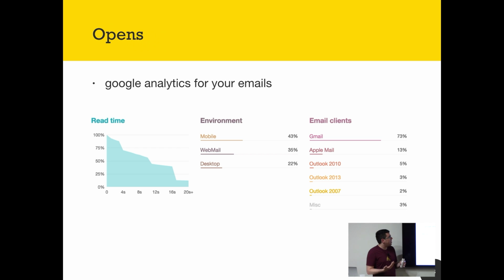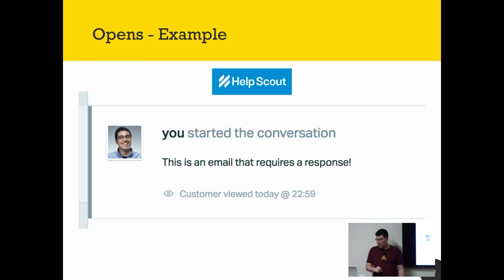The other type of information you get is what email clients people are using and where they're opening them. That can help you make important decisions like, oh, 80% of our users are opening their emails on mobile, maybe we should make a mobile site instead of forcing people to the desktop and things like that.